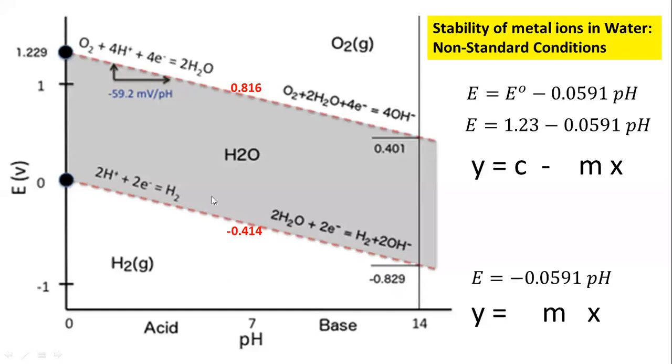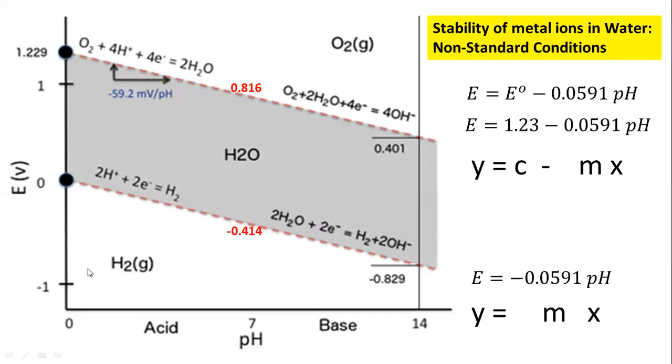So first I'm going to discuss, as we have earlier discussed, that this is the stability line, and the metals or metal ions which are present within this field are stable, and any metal ions above this field or metal below this field are unstable.